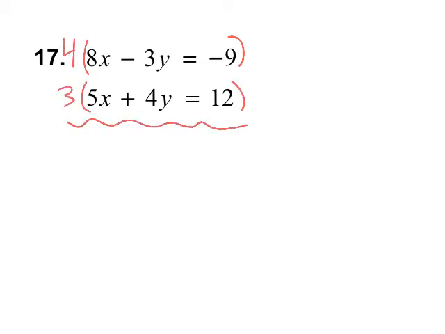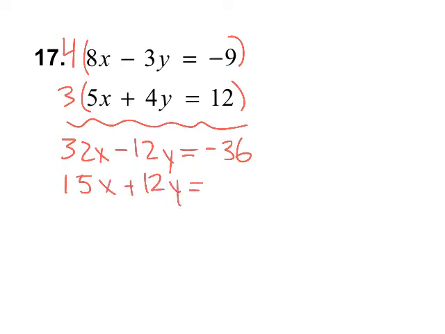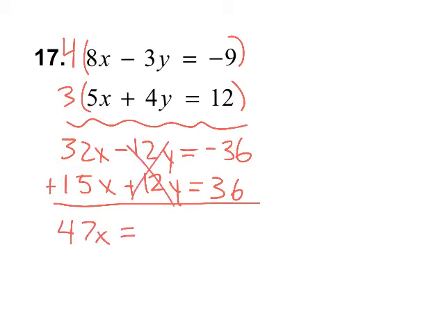So now let's rewrite our system. So now we have 32x minus 12y equals -36. New bottom equation is 15x plus 12y. We see our opposites there, which is good, equals positive 36. So now I have opposites. Now I'm ready to add down. So 32x and 15x makes 47x. 12y, -12y eliminated, which is what we wanted. 36 and -36 is also 0.